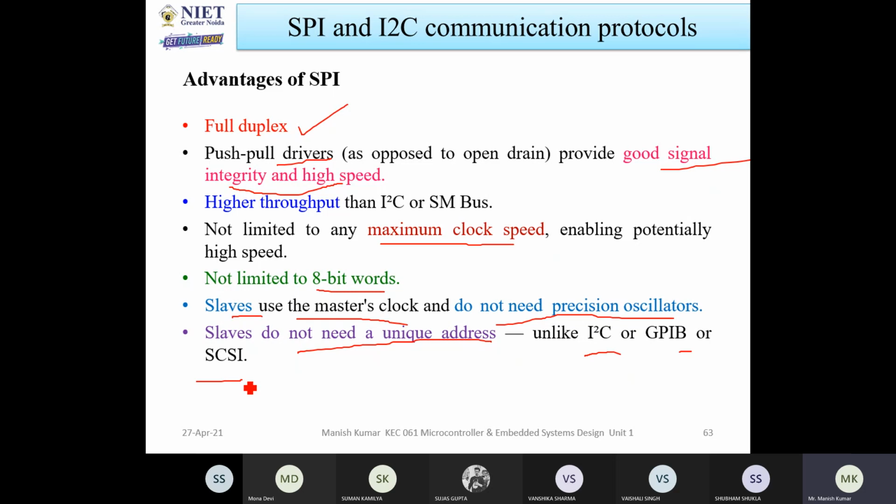So what is the use of the GPIB bus? Actually, this bus interfaces between computers and measuring instruments. If you want to connect, to interface computers with measuring instruments, then you have to use the GPIB bus.